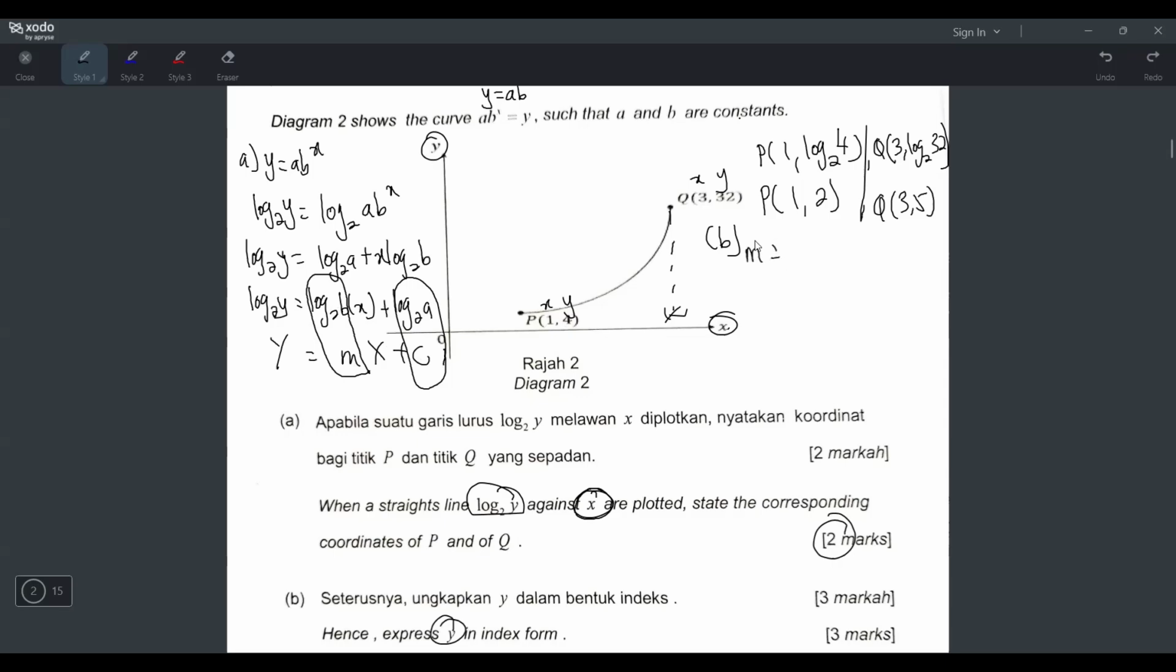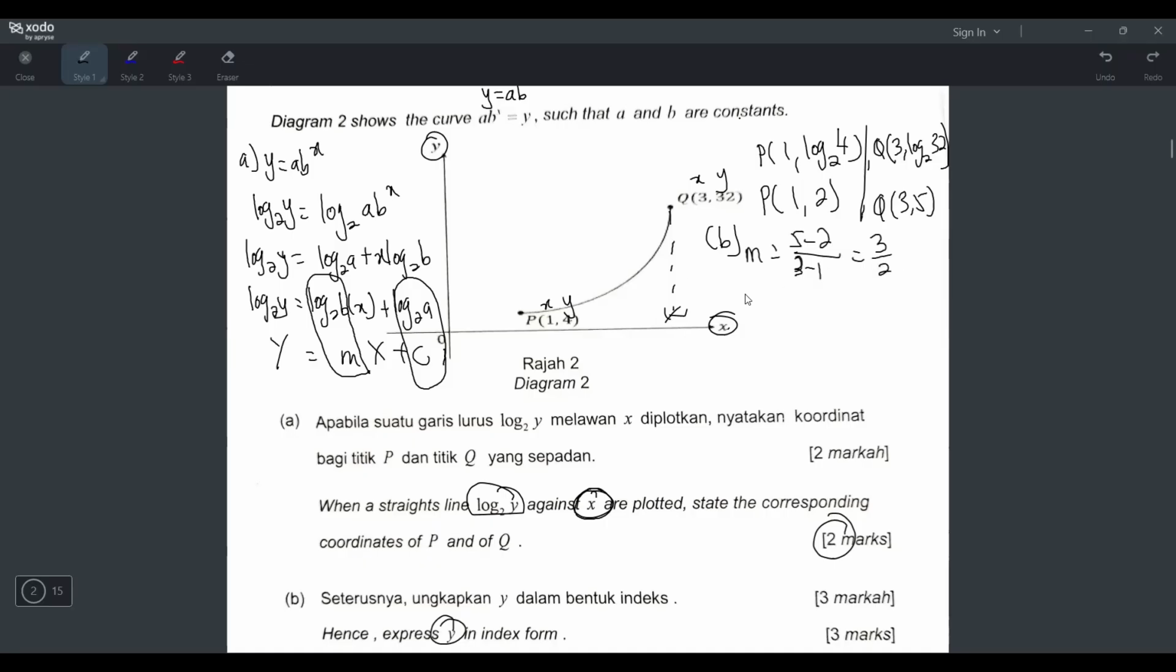So how do we find gradient? Don't tell me you use these two coordinates to find gradient. Don't do that. This is not the straight line. You have to take this and this, baru betul. Because when you take gradient, you're trying to find the gradient of straight line, right? So it should be y minus y, 5 minus 2 over 3 minus 1. And you will end up with the gradient of straight line being 3 over 2, right?